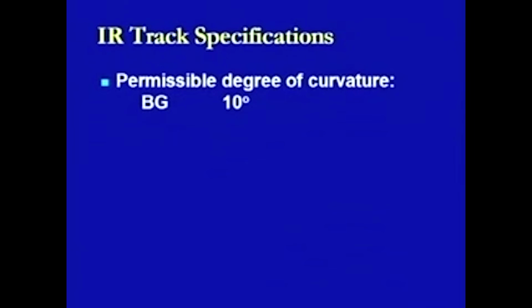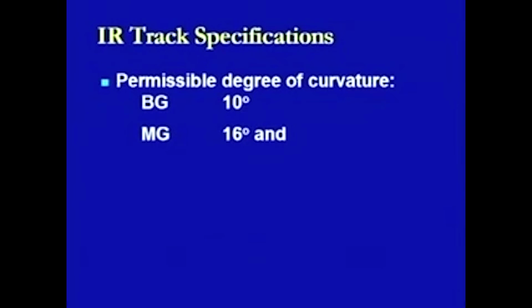Now coming to the Indian Railways track specifications on the basis of whatever tracks we have seen so far. The very first specification is the permissible degree of curvature, that is the amount of the angle which is subtended at the center of the curve by a specified length of the chord. In the case of the broad gauge, this is defined as 10 degrees, that is the maximum value of the degree of curvature which can be provided on any broad gauge track.